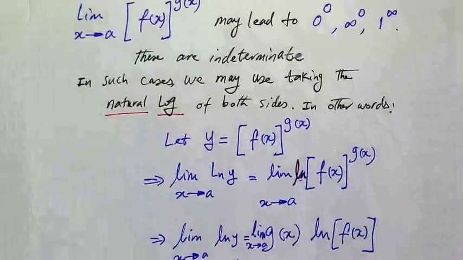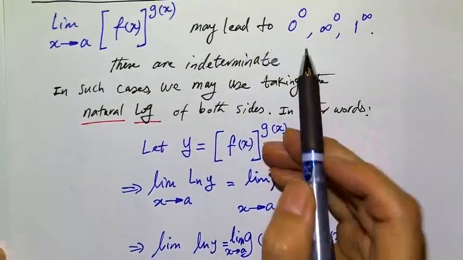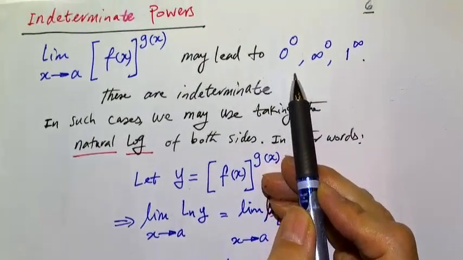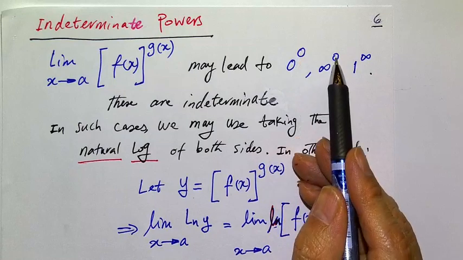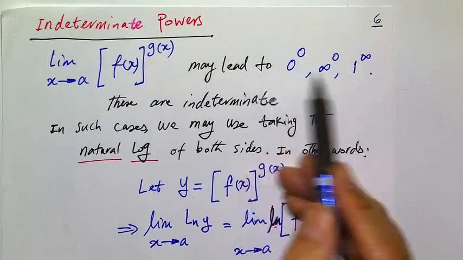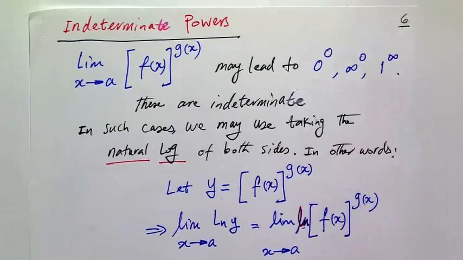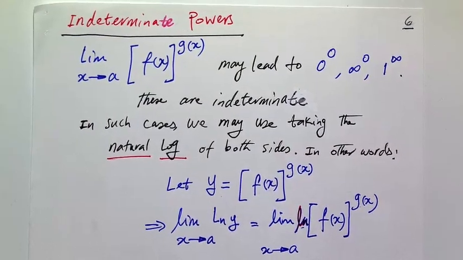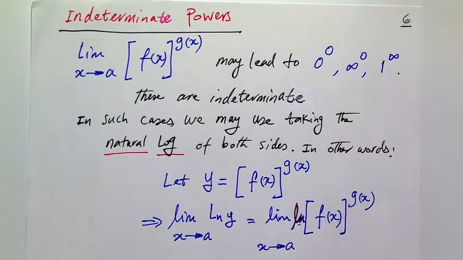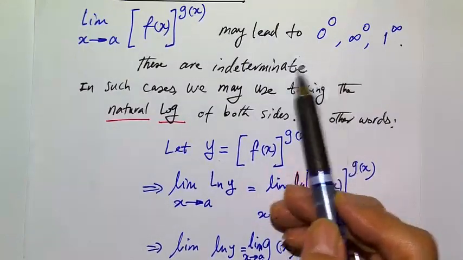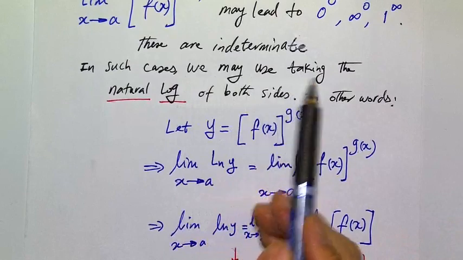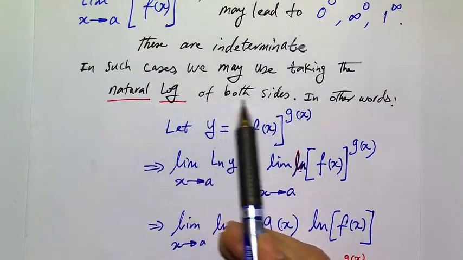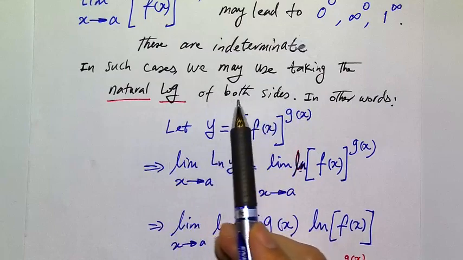So now of the other indeterminate forms, we haven't yet talked about these, right? So 0 to the 0 power, infinity to the 0 power, 1 to the infinity power. These are also indeterminate forms of one kind or another as we try to take the limits of expressions sometimes. So in such cases, when we come across one of these cases, we may use taking the natural log of both sides.